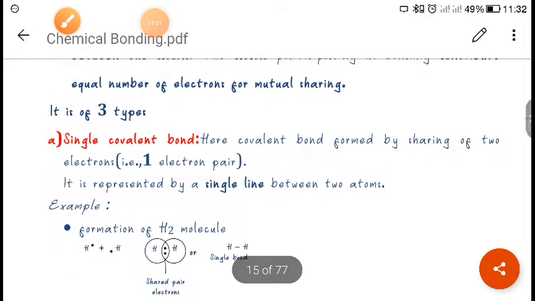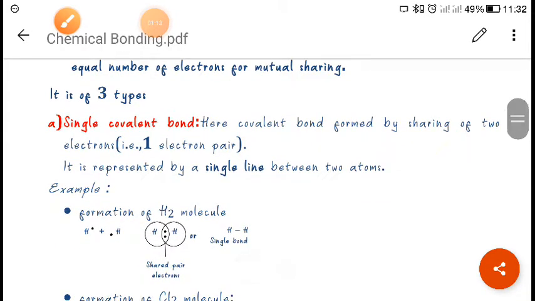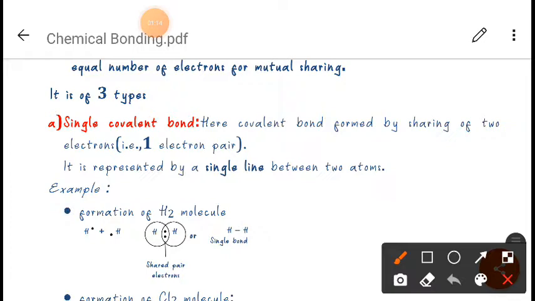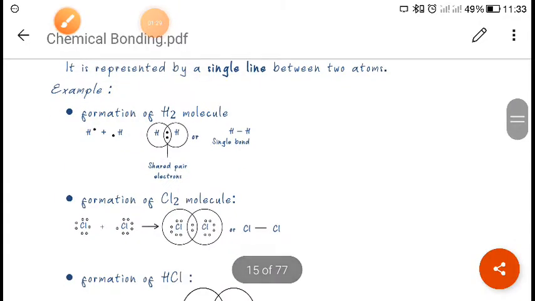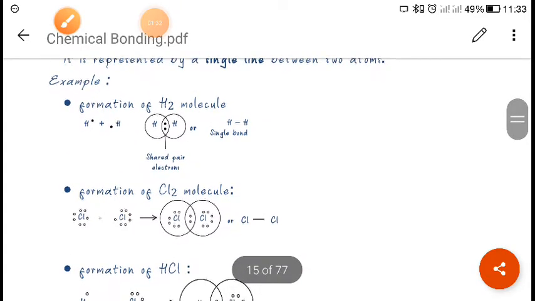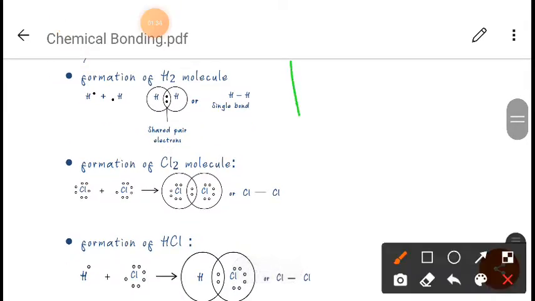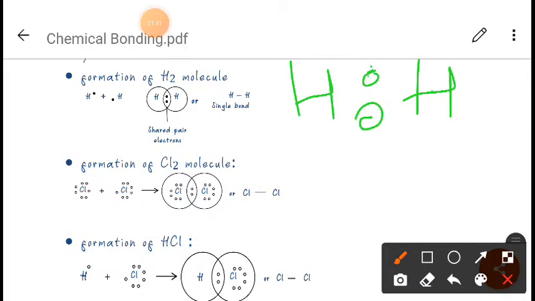So what is a single covalent bond? Single covalent bonds are formed by the sharing of two electrons, means one electron each, that is one electron pair. As you see in the case of hydrogen, chlorine, and HCl, if you talk about hydrogen and hydrogen, here one hydrogen is sharing one electron, and this hydrogen is sharing one electron, and they are forming a bond here, right?